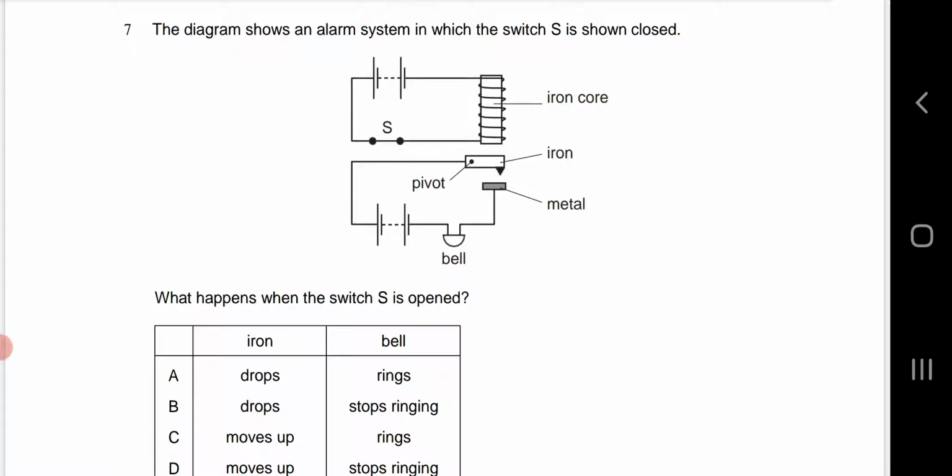However, when the switch is open, then the magnetization effect of the iron core will come to an end and there is no more force of attraction on the iron. So the iron will drop on the metal, and in this way the current will flow in the lower circuit and the bell will ring. So option A, iron will drop on the metal and the bell will ring.